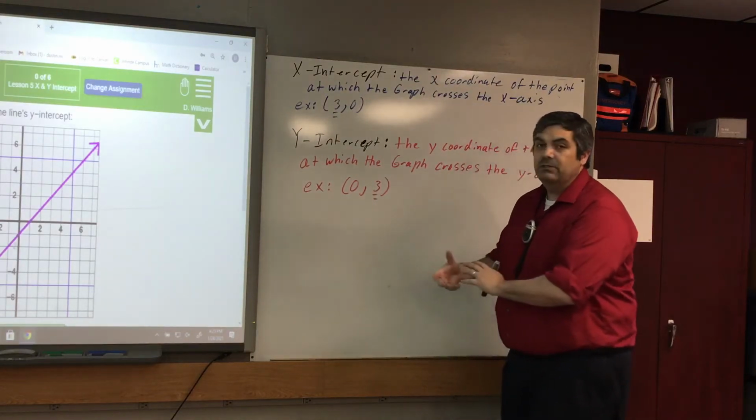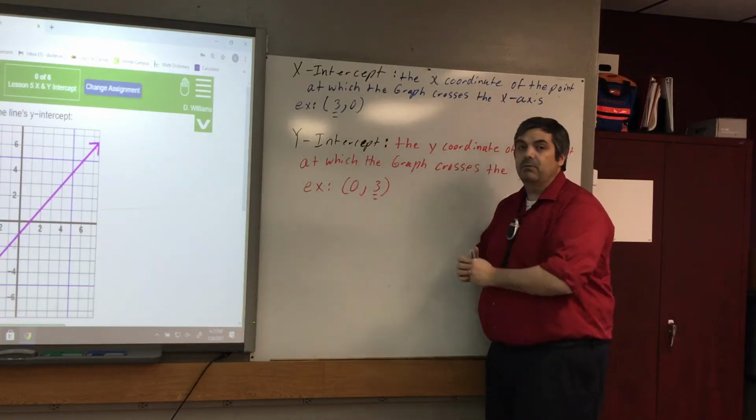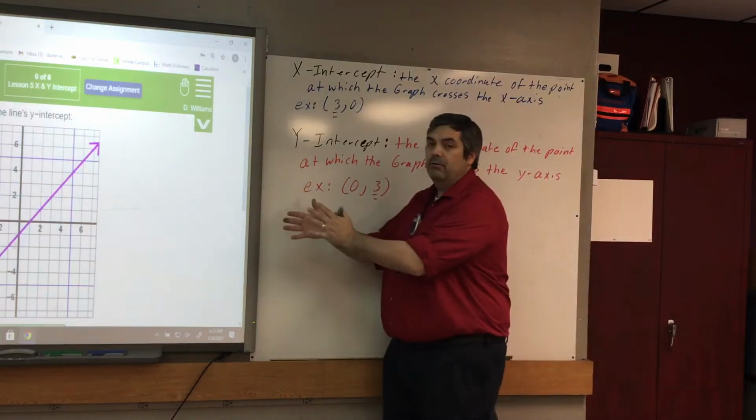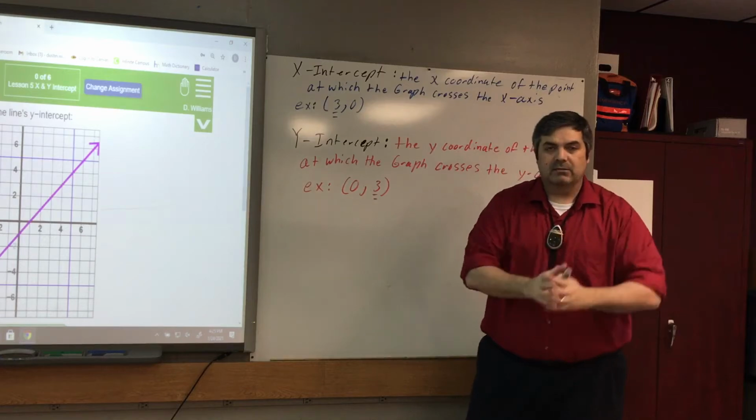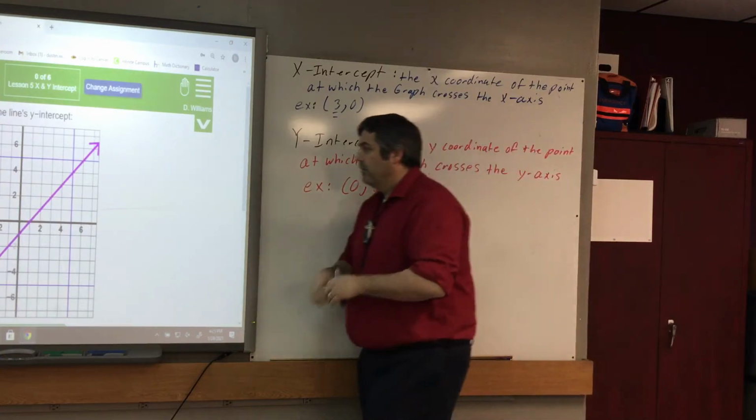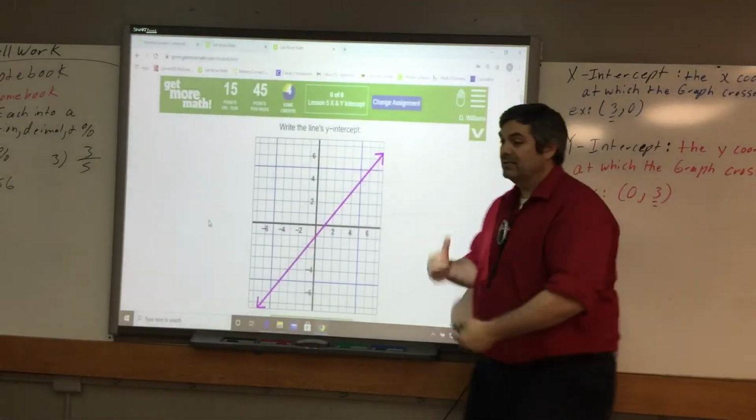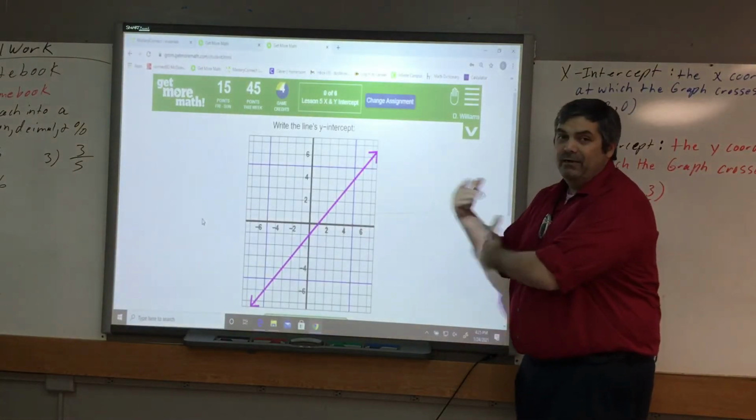It makes it so much easier when you see just ordered pairs to be able to look at it and go, okay, that right there, y-intercept. That right there, x-intercept. That's what we're looking for. Now we're going to take a look at these graphs because that's the definition, and let's apply the definition to this.